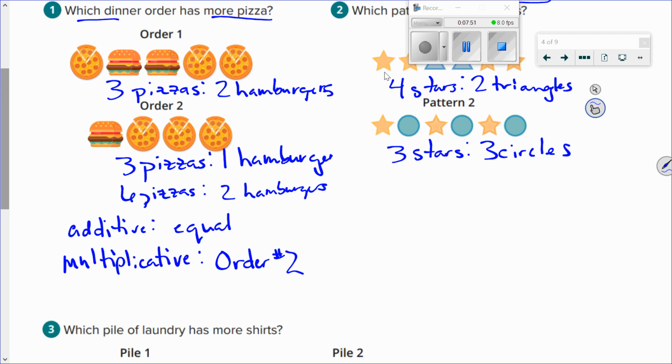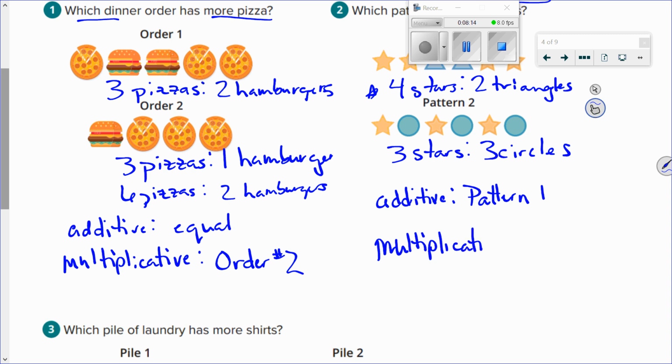Because if I look at it from an additive standpoint, in other words, I just compare, then it's going to be pattern 1 because it has more stars. If I look at it from a multiplicative standpoint, in other words, I find out where they have the same, this one actually simplifies to 2 to 1. This one is 1 to 1. So if I'm comparing one to the other, pattern 1 still has the most stars.